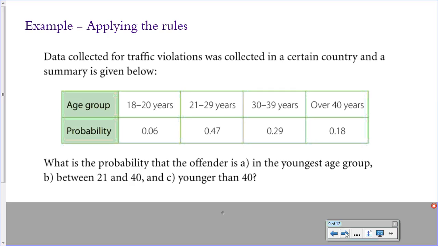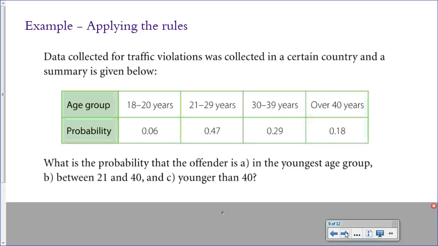So here we have data collected about traffic violations. It shows the probabilities that the offender you pull over is going to be in one of the following age categories or age groups. It's important to establish that these age groups, like 18 to 20 or 21 to 29, are mutually exclusive events. There's no way that a single offender could fall into more than one of these at the same time, looking at the way the breakdowns are. So these are mutually exclusive categories, and that means we're allowed to use the mutually exclusive addition rule if we need to in order to figure out combined probability.